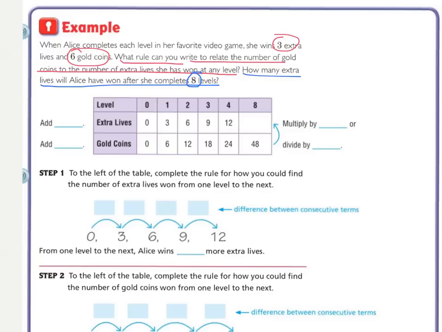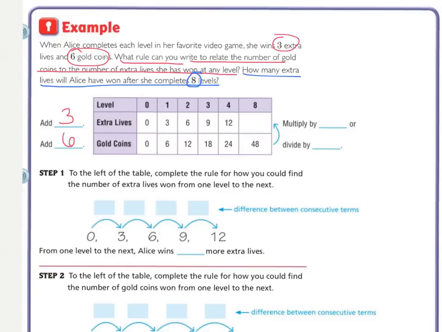And they created a table. They have the level, and each level is numbered. Then they have a lives row and a coins row. So if we look here, it's extra lives, 0, 3, 6, 9. We know that from the information that was given to us for extra lives, you're adding 3. And the gold coins, 0, 6, 12, we know that because of the information we were given, you're adding 6.